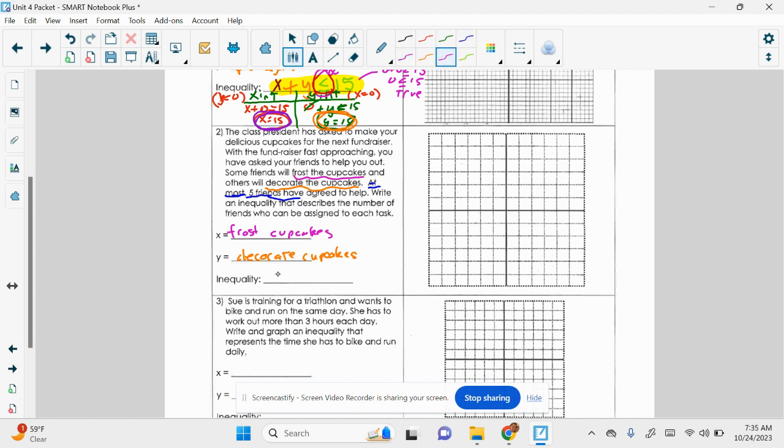So here's the deal. Ready? Frosting people and decorating people, x plus y, have to be something to 5. So if you have at most 5 friends to help, that means these two different types of people who are going to help in different jobs have to be less than or equal to 5. Now, I'm going to show you something kind of cool.